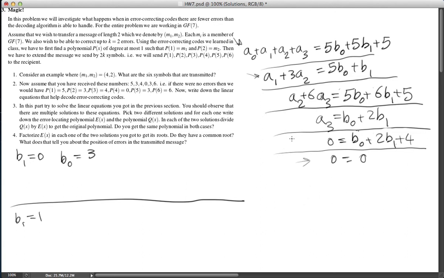Now let's go ahead and plug these 2 values into this equation. So this is saying that a3 is equal to 3 plus 2 times b1, which is 0. So a3 is also 3.